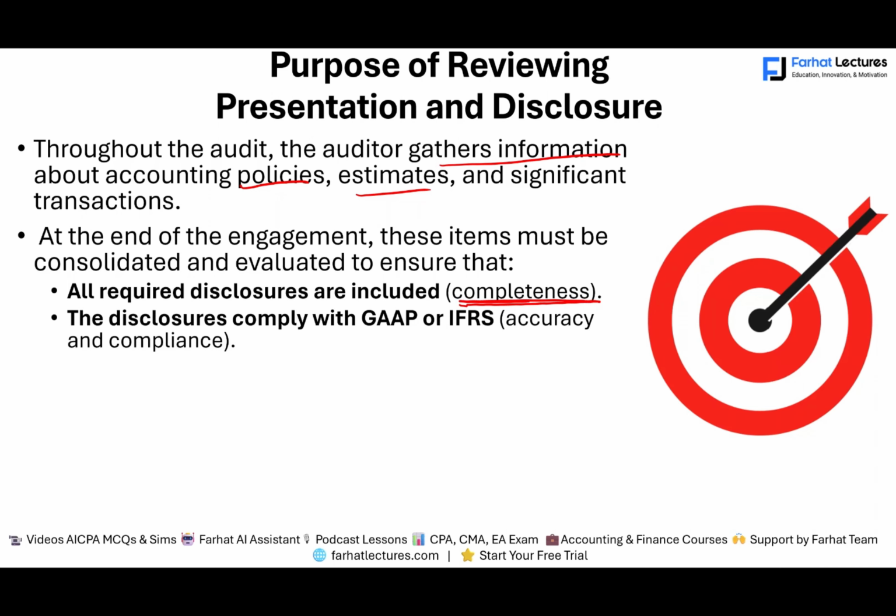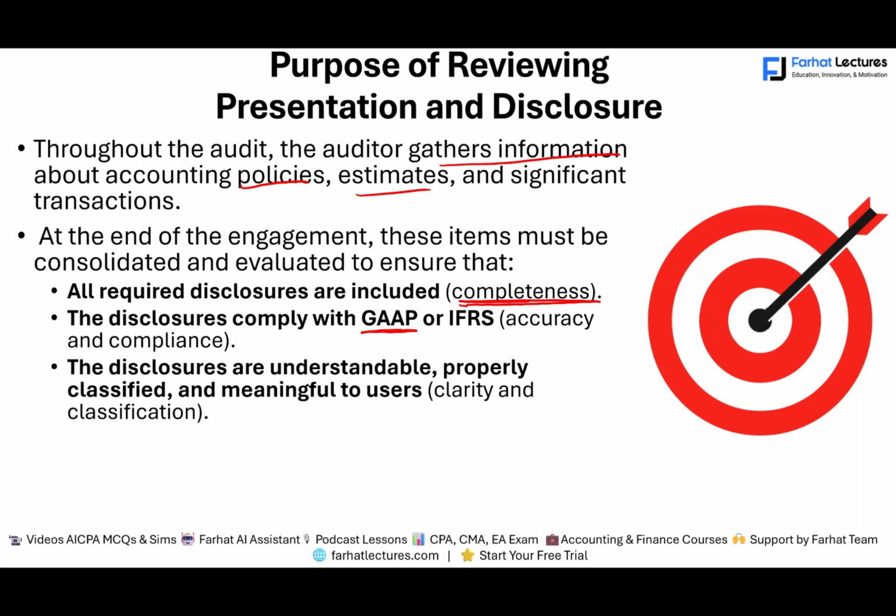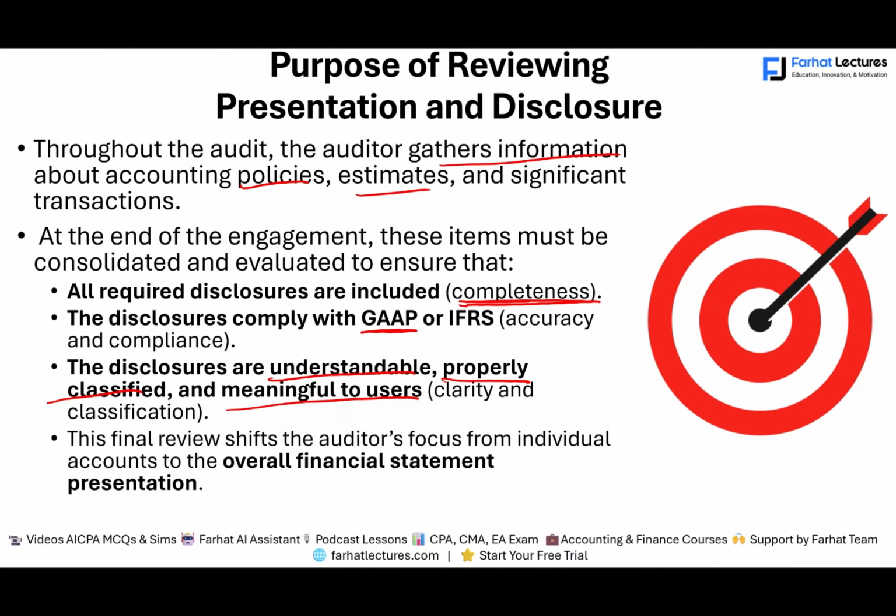Completeness. The disclosures comply with the financial reporting framework, in our situation, US GAAP, for accuracy and compliance. Disclosures are easy to read, understandable, properly classified, and meaningful. There's clarity and proper classification. So the final review shifts the auditor's focus from individual accounts to the overall financial statements. The point here is we've been doing this all along. Now we're looking at the big picture to make sure everything is complete, accurate, properly classified, clear, understandable, and so on and so forth.